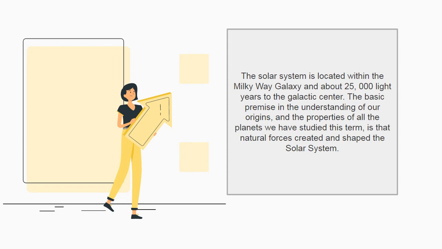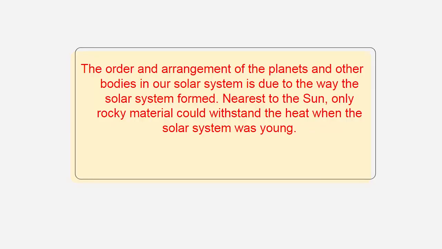Next slide. The solar system is located within the Milky Way galaxy, about 25,000 light years from the galactic center. The order and arrangement of the planets and other bodies in our solar system is due to the way the solar system formed. Nearest to the sun, only rocky material would withstand the heat when the solar system was young. For this reason, the first four planets, Mercury, Venus, Earth, and Mars, are the terrestrial planets. They are small with a solid and rocky surface.